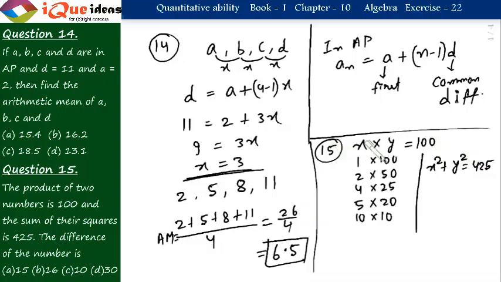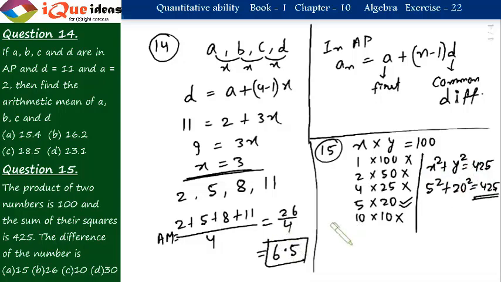Now 1 square plus 100 square will be 10,000. 2 square plus 50 square will be 2500. 4 square plus 25 square is 625, more than 425. So what we are doing is we are checking every possibility. 10 square plus 10 square is 100 plus 100, 200 only. 5 square is 25, 20 square is 400, right? So this suits this relation here. So 5 square plus 20 square is equal to 425.